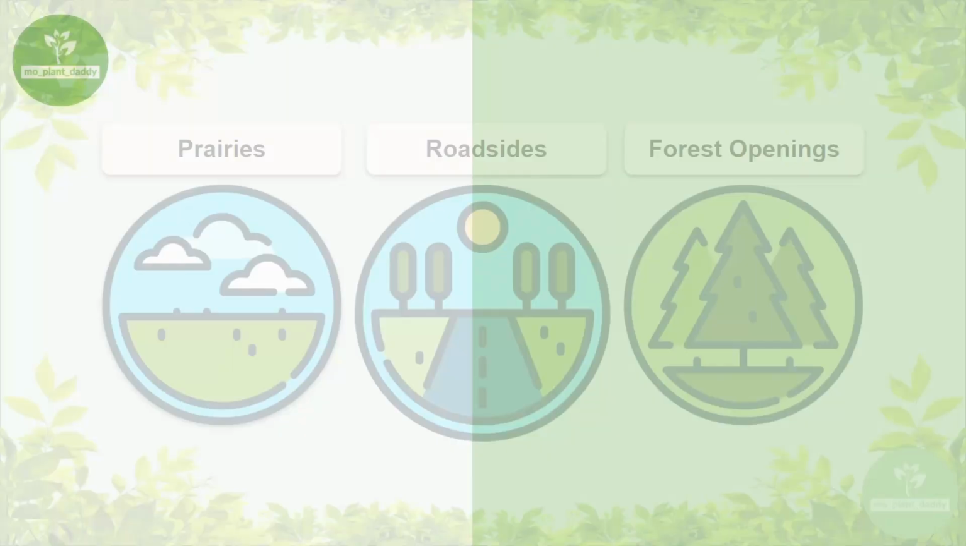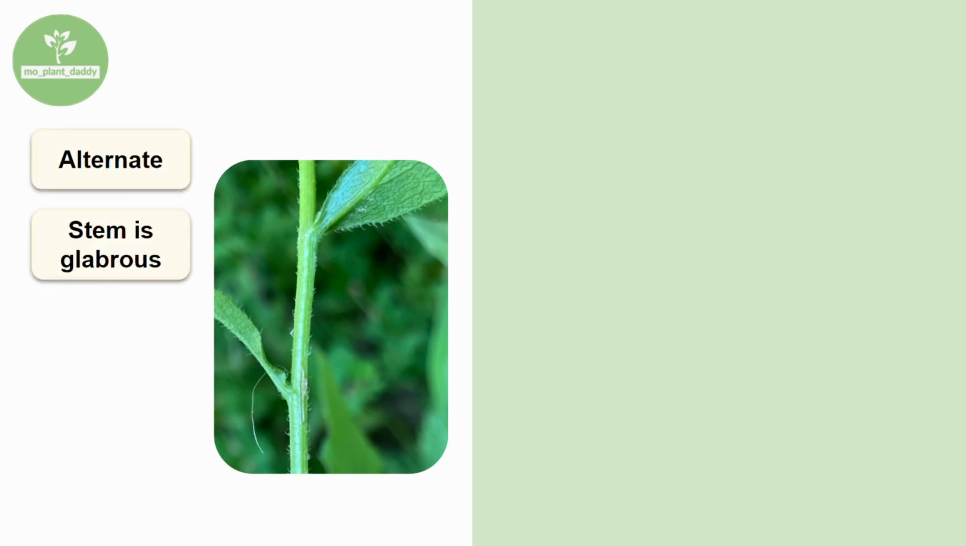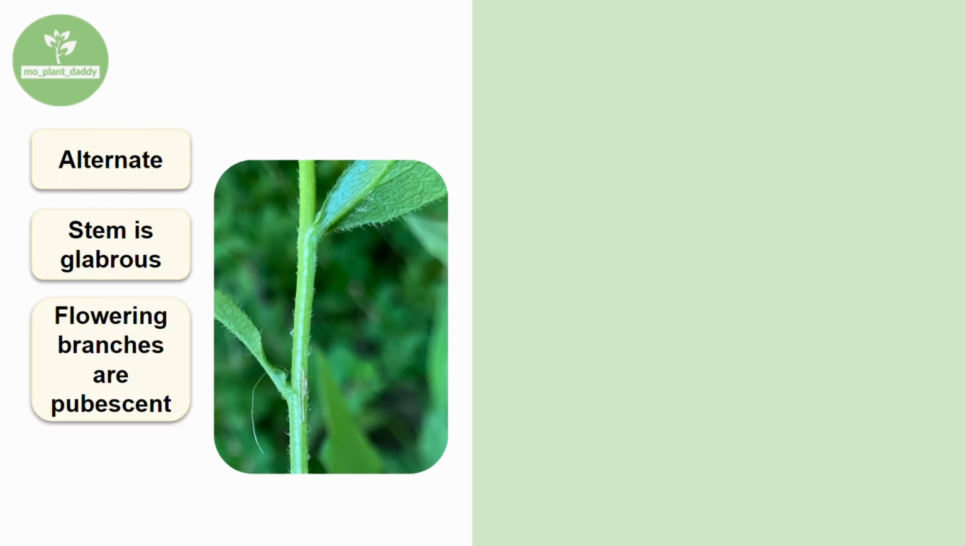forest openings. If we now take a look at the stem of an Elmleaf goldenrod, we'll see that it is alternate and the stem is slightly glabrous. However, the flowering branches, which are what we have pictured here, are slightly pubescent. Also, you may notice that the leaves are sessile, so they lack a petiole and attach directly to the stem.